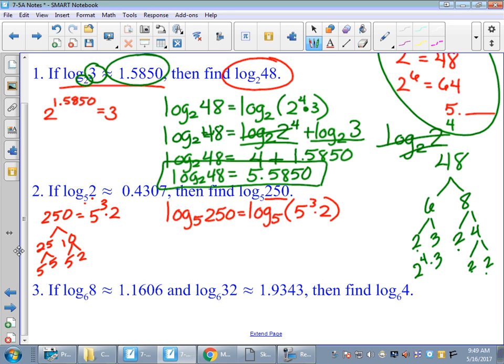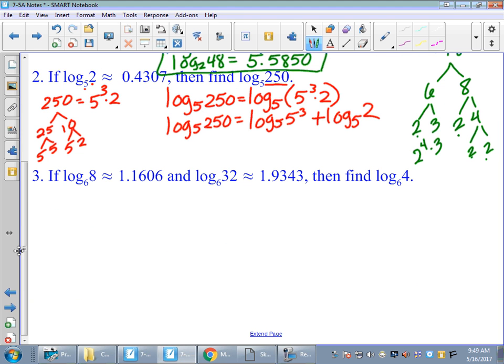We rewrite. Now we're going to bring in the property. So since I rewrote it as a product, I'm going to expand. Log base 5 of 5 to the 3rd plus log base 5 of 2. Multiplication is addition. I just expanded it into separate logs. Now that I have the separate logs, I'm going to substitute and evaluate log base 5 of 250. When I have the log base 5 of 5 to the 3rd, that becomes 3.